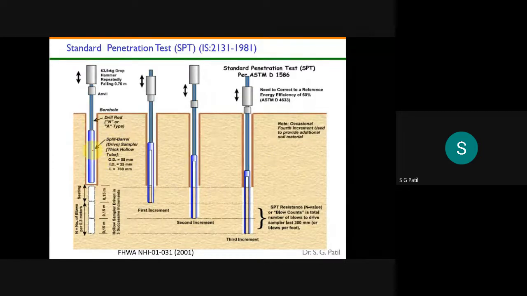See, the sampler, drill rod, anvil, and hammer. Okay, so first what I will do, I will mark the first 15 centimeter. This is the first 15 centimeter penetration. And then this is the second 15 centimeter penetration, and this is the third 15 centimeter penetration.